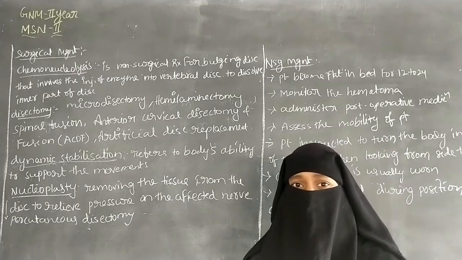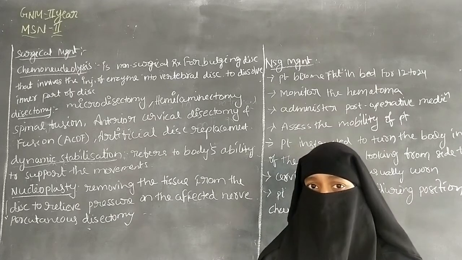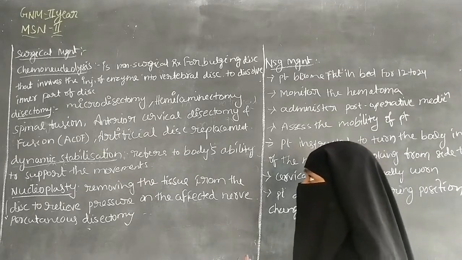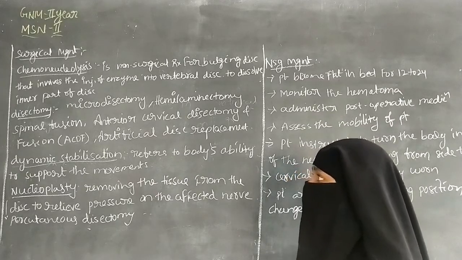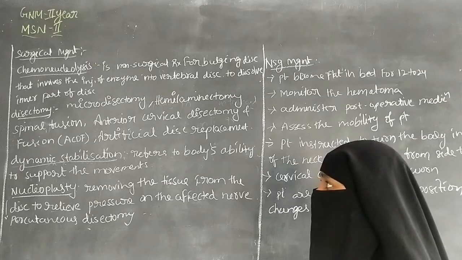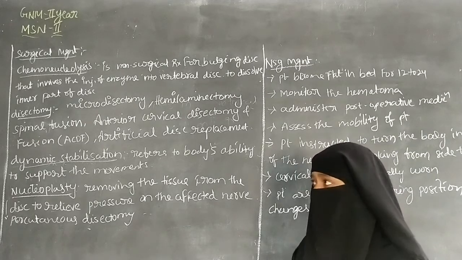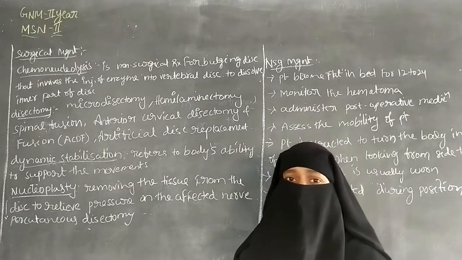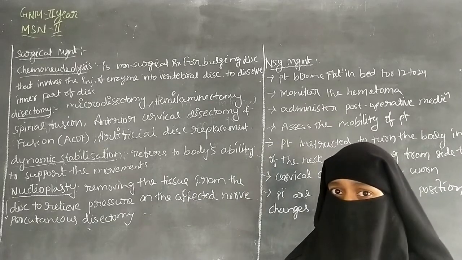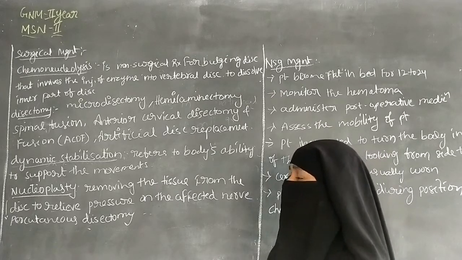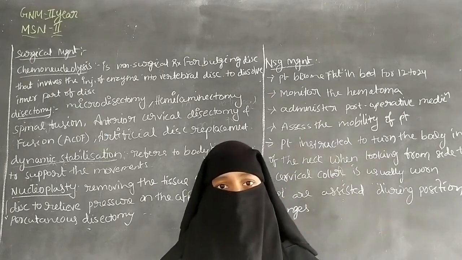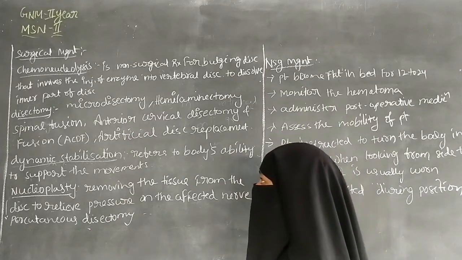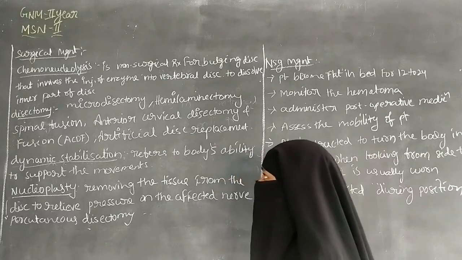The inner part of the disc is the nucleus pulposus, a jelly-like substance present in the inner part of the disc. The bulging can occur because of an excess amount of the nucleus pulposus. So by this chemonucleolysis, an injection is given into the vertebral disc to dissolve the inner part of the disc, that is the nucleus pulposus.